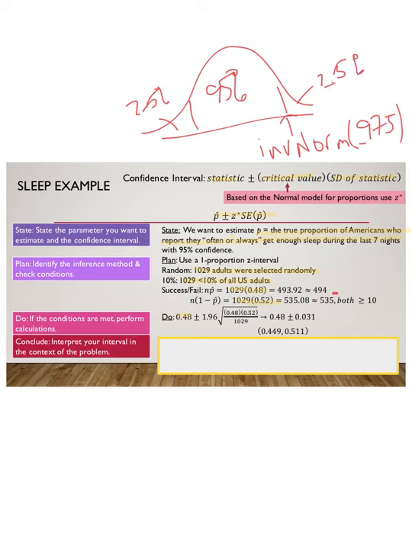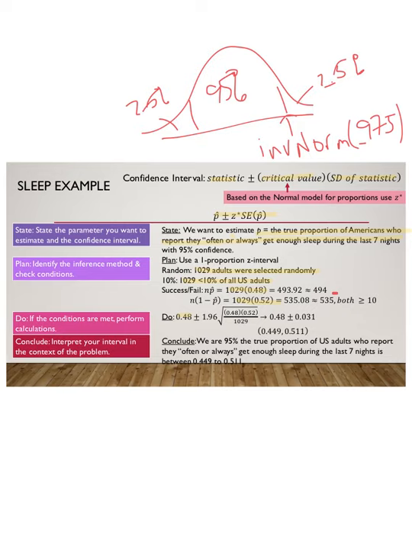Our final step is to do the conclude step. This is where you interpret your interval in the context of the problem. So our conclude, we are 95% confident that the true proportion of U.S. adults who report they often or always get enough sleep during the last 7 nights is between 0.449 to 0.511.